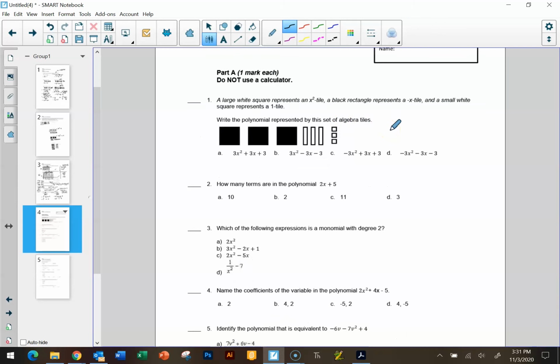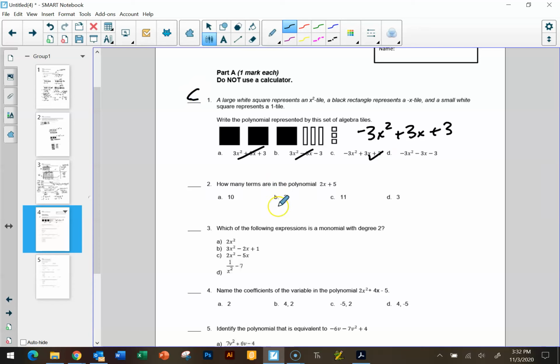Multiple choice. A large white square is an x squared, and a black rectangle is negative x. So just like we've always done, write the polynomial represented by this set of algebra tiles. Well, what do we got here? We've got negative 3x squareds. We've got 3 positive x's, and we've got 3 constants. So which one represents? Well, it can't be that one, can't be that one, and it is that one. So it's C.